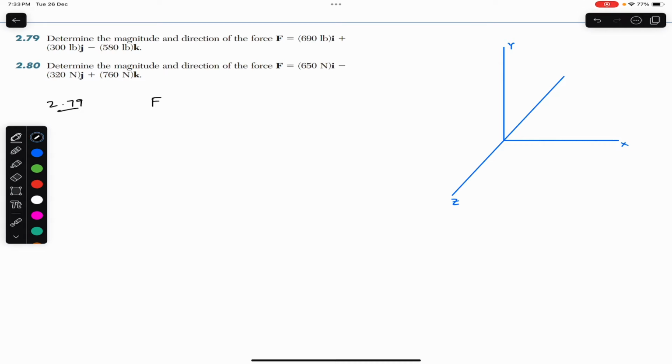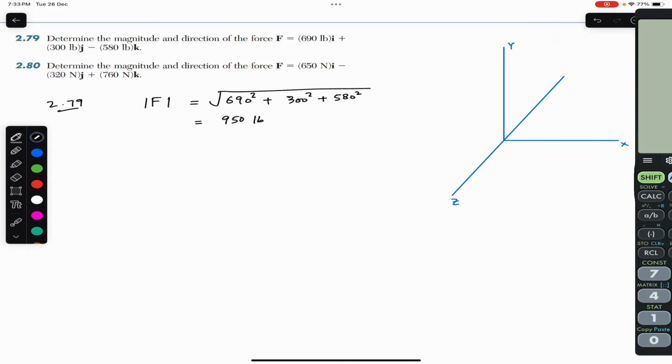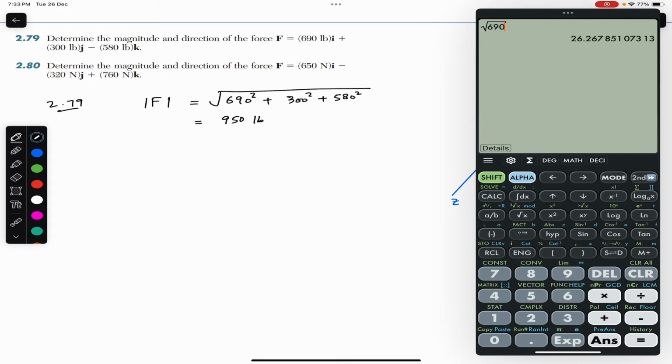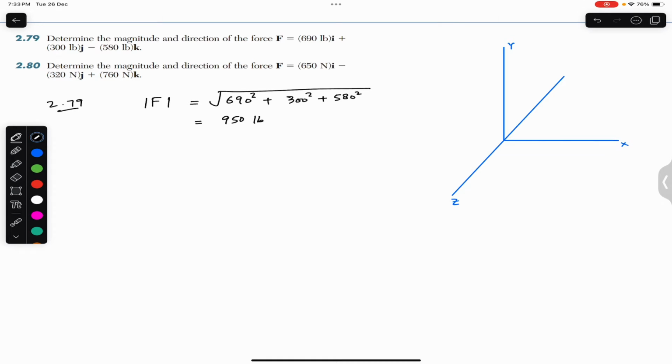So the force magnitude is the square root of 690 squared, we will take the squares of all the components. So this is f of x, this is f of y, and this is f of z. So 690 squared plus 300 squared plus 580 squared, and then we will take the square root. That's the Pythagoras theorem. So this will give us 950 pounds. Let's find it. This is 690 squared plus 300 squared plus 580 squared. This is 950 pounds. So the force magnitude is 950 pounds.